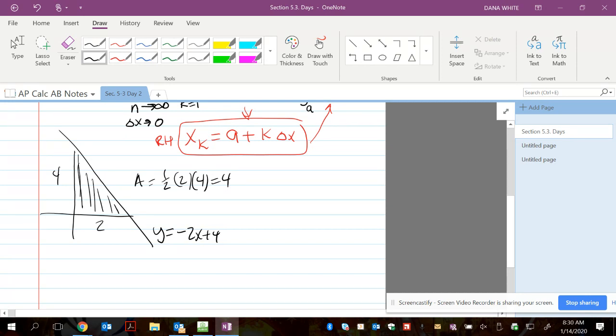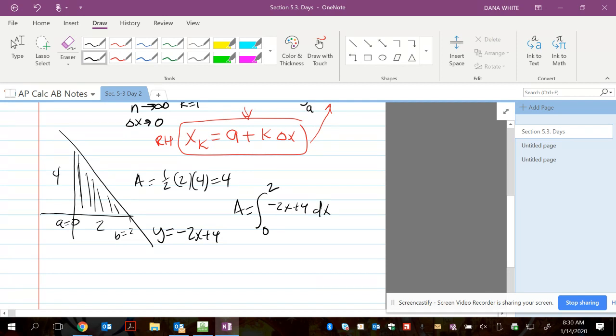Do we all agree if this is 2 and that's 0, this area, if we were doing integrals, would be the integral from 0 to 2. Is that my a and b? So my a equals 0 and my b equals 2 for that region. And what am I integrating? I'm integrating this height, which is that function right there. So I'm integrating negative 2x plus 4 dx.